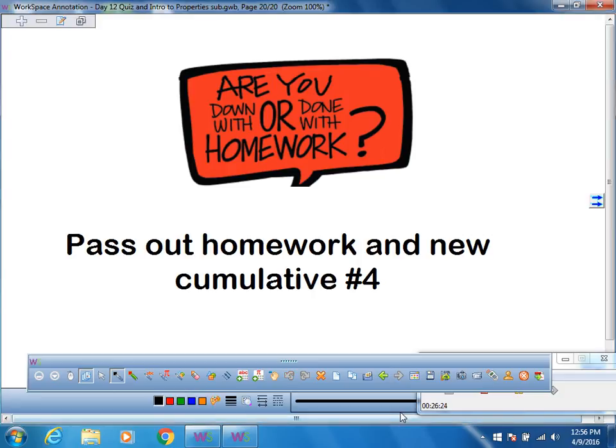Perfect. All right, time to do your homework. So let's go ahead and pass out homework. The homework is a half sheet. You're going to do the front and the back. And we have a new cumulative number 4 take-home test. If you guys get finished with your homework, you can go ahead and get started on that cumulative.